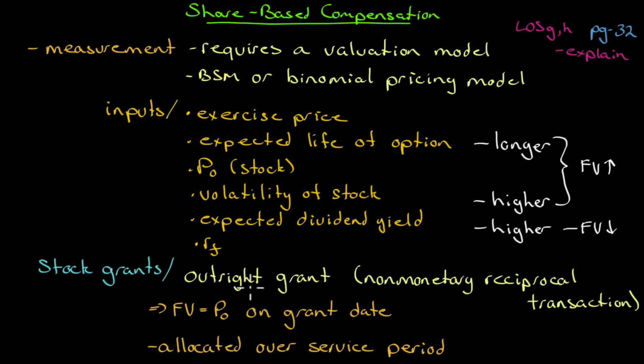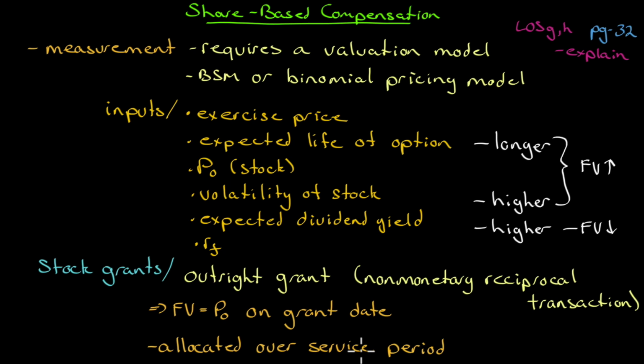If we expense this, what do you think we do in cash flow? You got to take that out, right? Keep that in mind now. You got to take this stuff out because it's non-monetary. It's non-cash transactions here. So on the stock grant, the fair value is whatever the stock price is on grant date. That's the fair value, and it's allocated over the service period, just like it is with options.